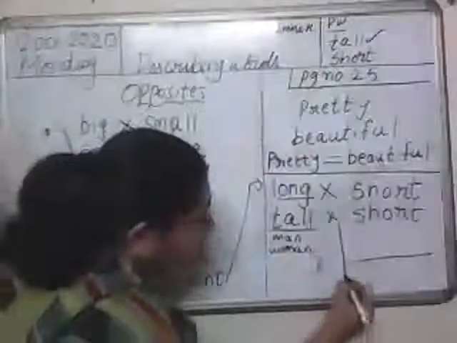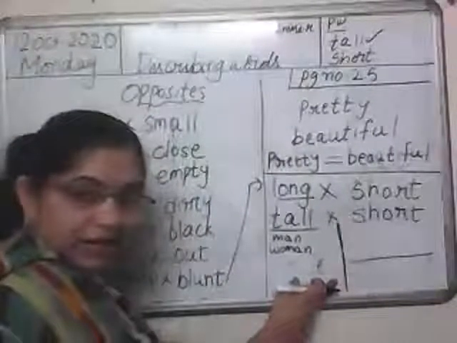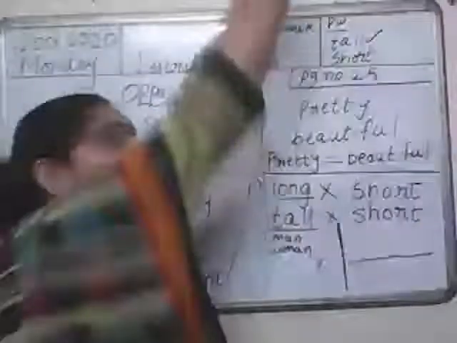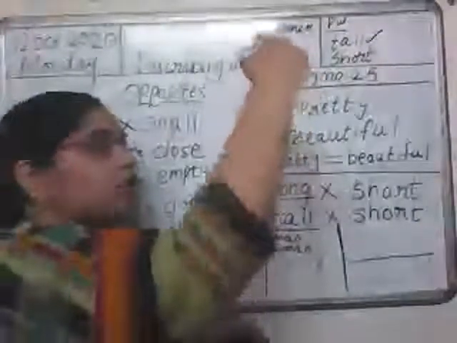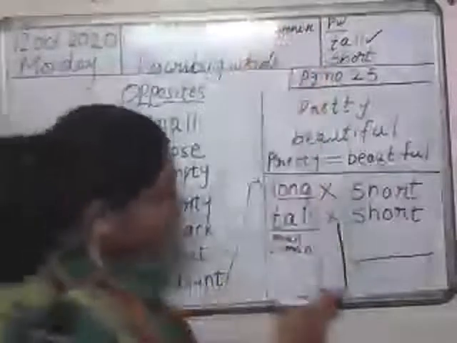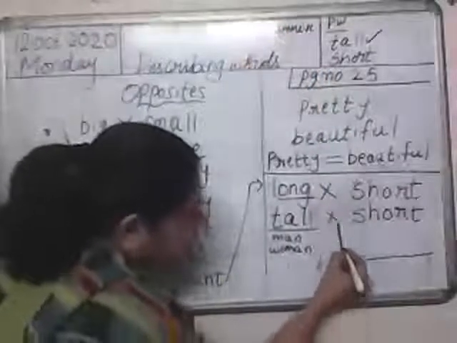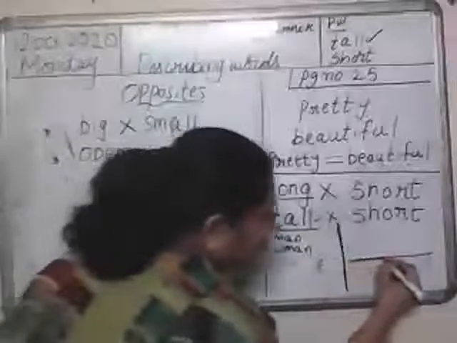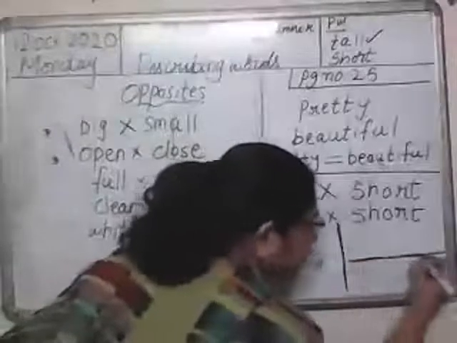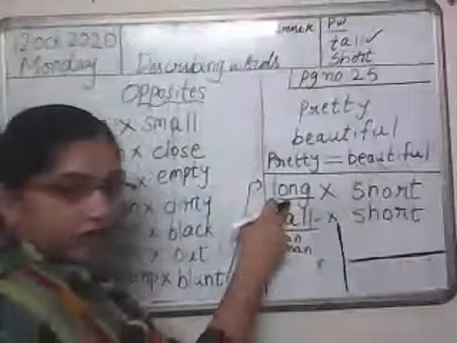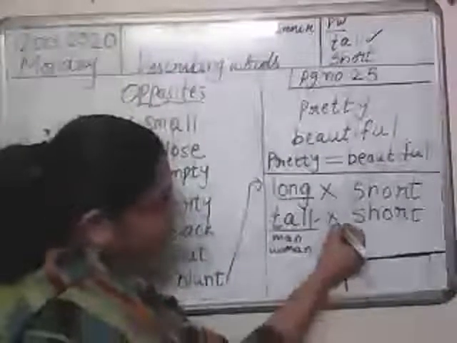Even a building goes up like this. If you see an apartment, it is built like this. It goes up. First floor, second floor, third floor, fourth floor, fifth floor, sixth floor. It goes straight vertical up. So if a shape is going straight up, it means it is tall. If something is going in this manner, it is a horizontal line, a sleeping line, and then we say it is long.